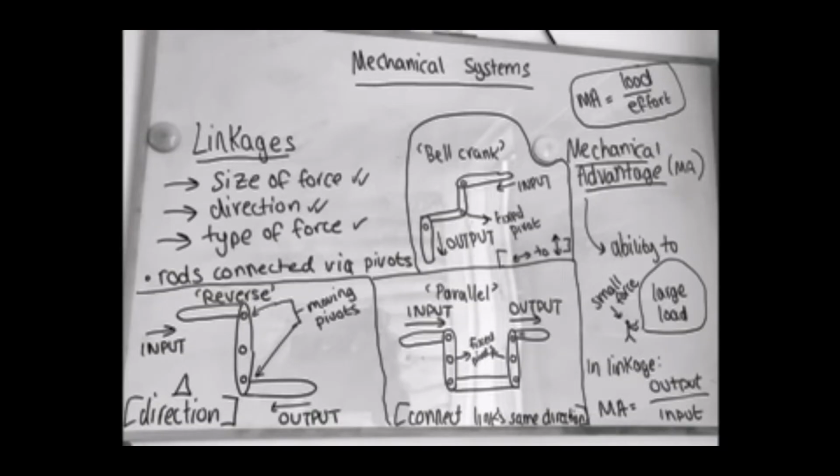Now you also need to know a little bit about mechanical advantage. So the mechanical advantage, as you can see in this little picture, is the ability to move a large load with a very small effort and a small input force. So in linkages and other mechanical systems, it's just the output force over the input force. But generally speaking, mechanical advantage is the load over the effort.